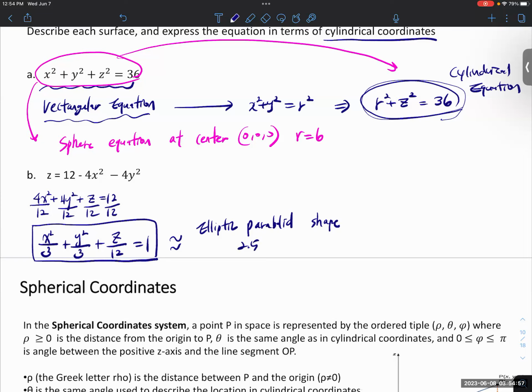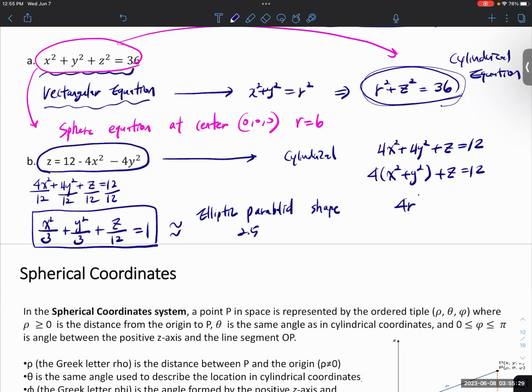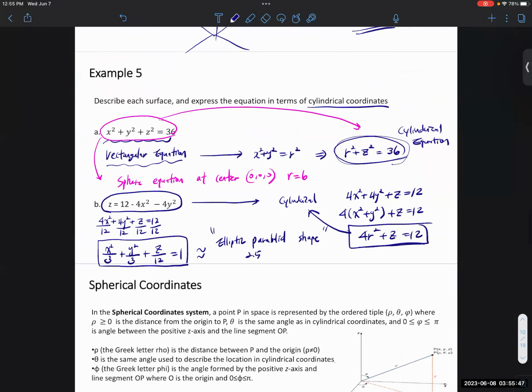This is the corresponding equation, but I also want to convert it to the cylindrical equation, right? That's what they're asking you. This is the Cartesian rectangular equation. Let's convert it to cylindrical. So we already know it is 4x squared plus 4y squared plus z equal to 12. Then I can take out the common factor, so 4r squared plus z equal to 12. This is a cylindrical equation, and it creates the same shape, an elliptic paraboloid. One is rectangular, another is cylindrical. That's it. I think this is not a really complicated concept.